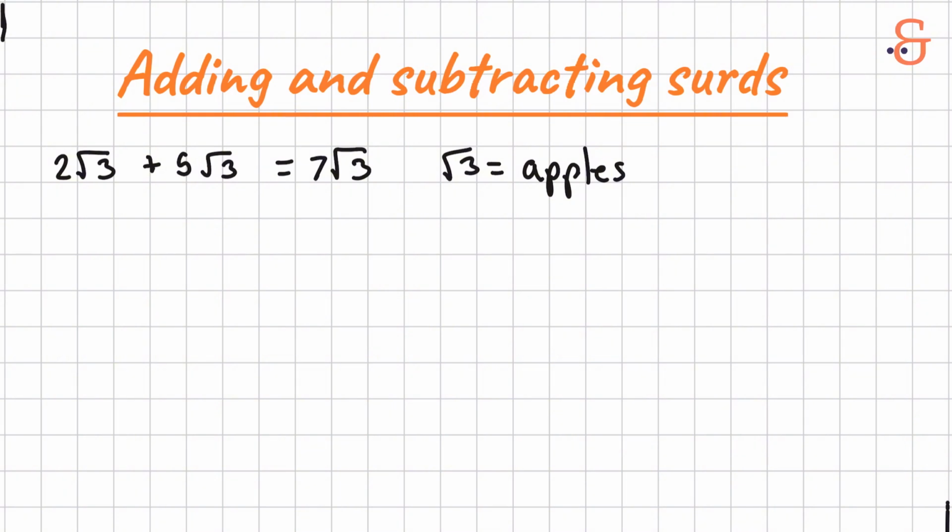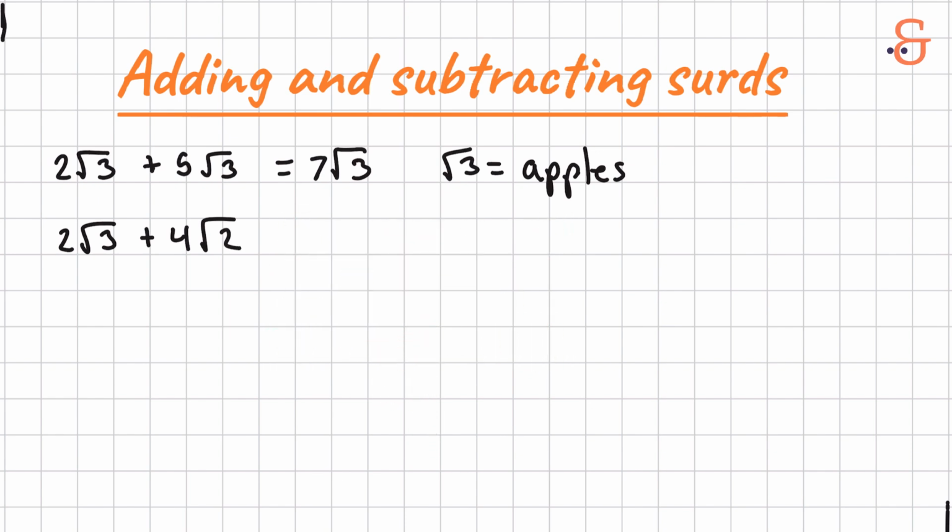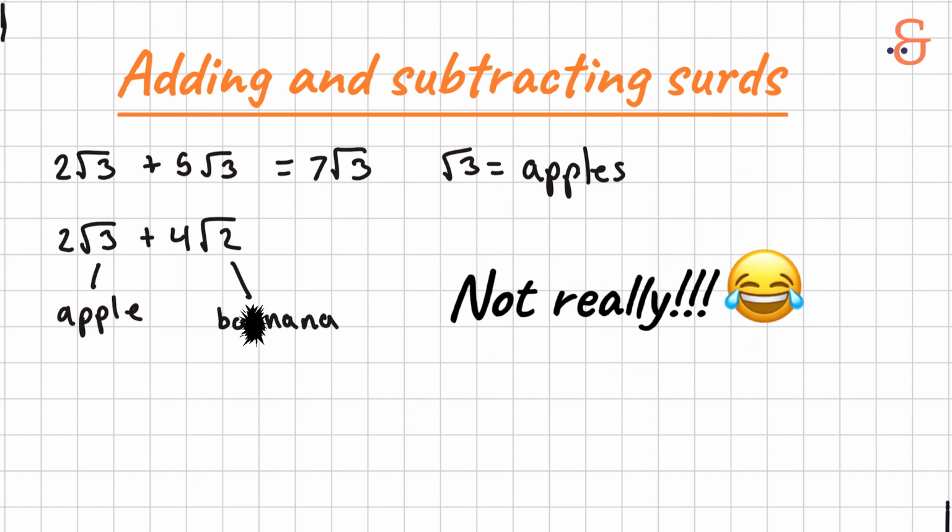But now watch this. If we do 2 root 3 again, however we do plus 4 root 2 this time, can we combine these? Nope, because they're different types. And what I mean by this is we've got 2 different types of surds. So in the first part we've got root 3, and then in the second we've got root 2. So think of root 3 as being an apple, and think of root 2 as being a banana. Which means they're just different types of fruits, so you can't combine them. Fruits, surds, kind of the same thing, but you get the gist.